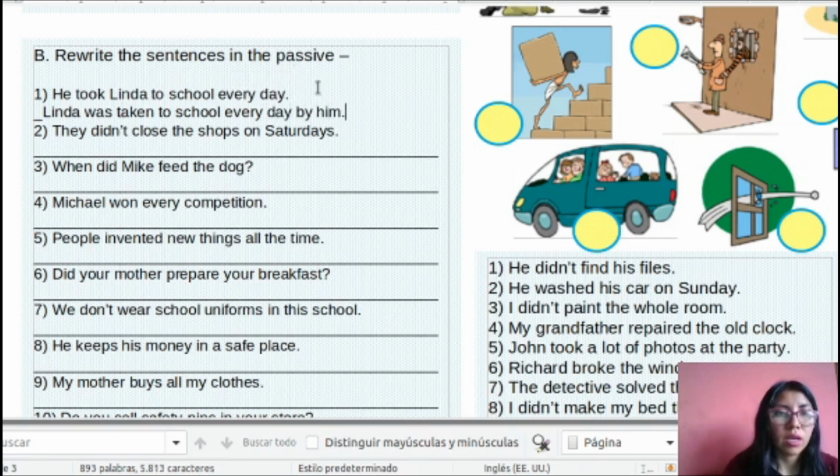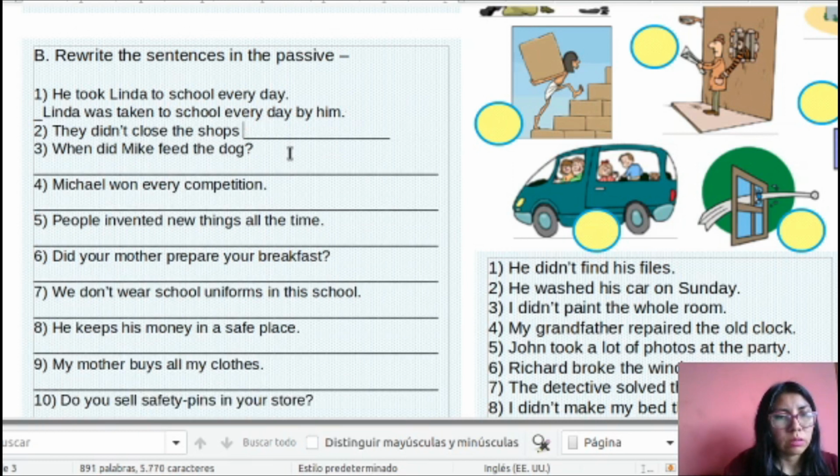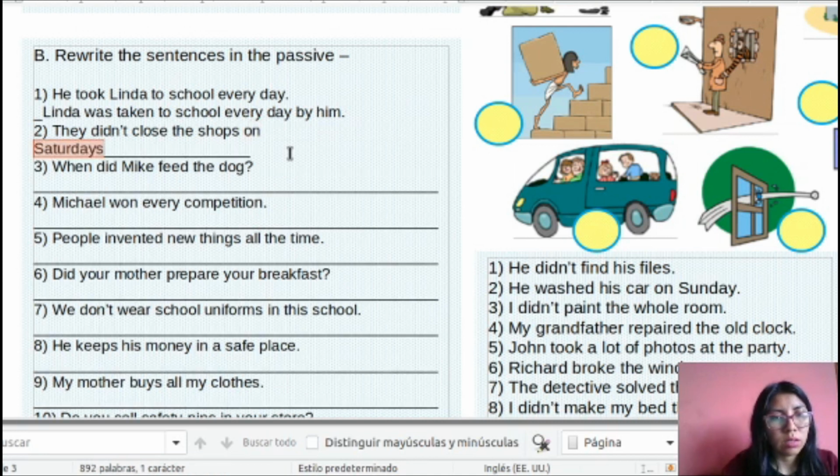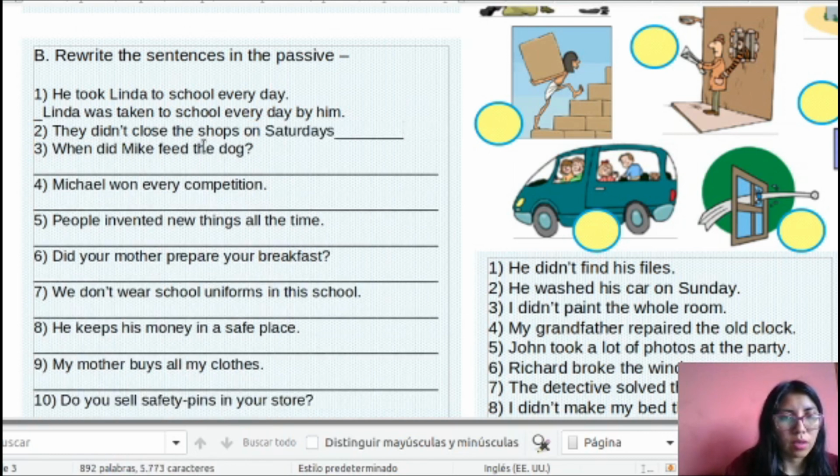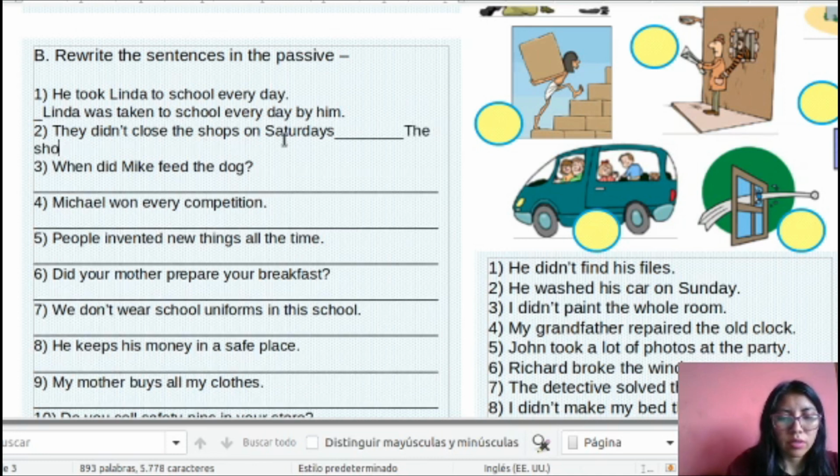Okay, I am changing my object pronouns to he. They didn't close the shops on Saturdays. Okay, we are going to change. That is the same. Okay, the shops were not closed, that is the past participle, on Saturdays.